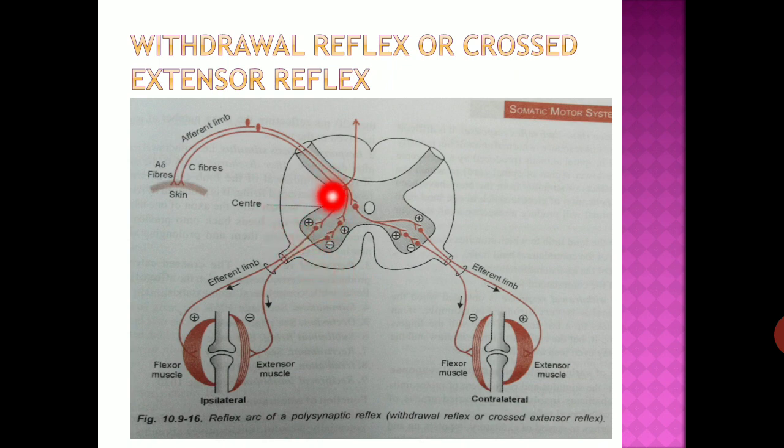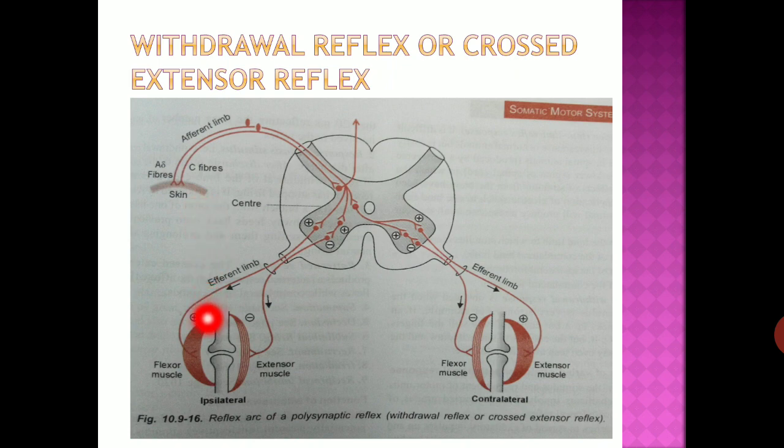In the cross extensor reflex, you can see here it travels from this side to the opposite side, and it stimulates an interneuron, which is an inhibitory interneuron. So there is an inhibition of the alpha motor neuron of the flexor group of muscle on the contralateral side, and it stimulates the alpha motor neuron of the extensor group of muscle. So it is totally opposite to the ipsilateral side. Ipsilateral side means the side where the painful stimulus is applied.